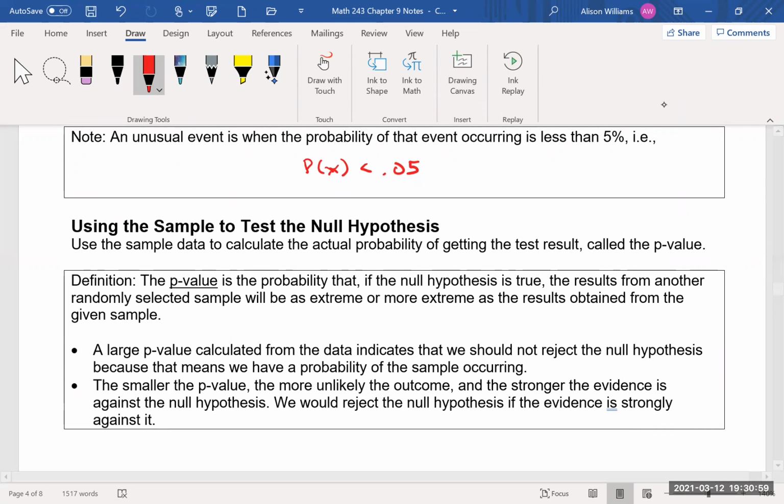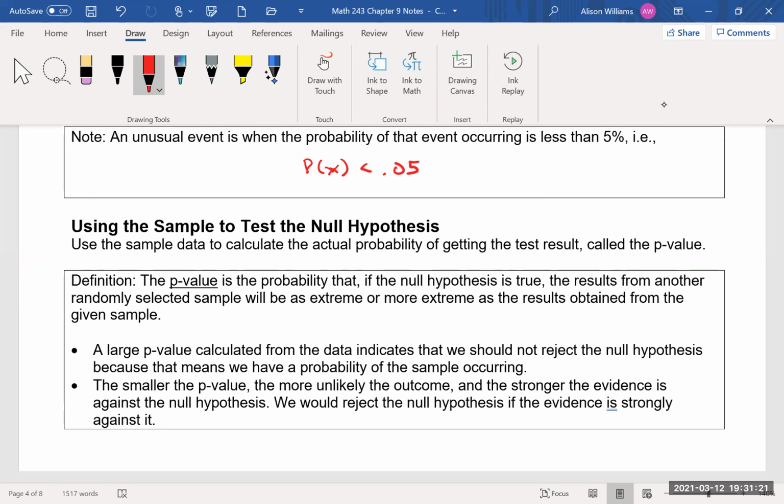We're going to use something called p-value. So the p-value is the probability that, if the null hypothesis is true, when we take a sample, we look at the results obtained from the sample. It's the probability that our sample will occur, given that the null hypothesis is true.